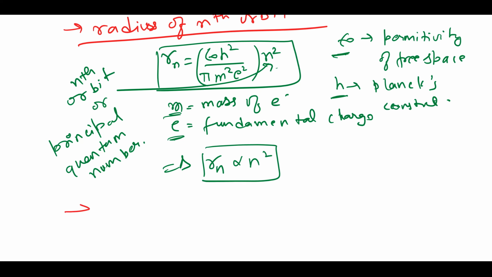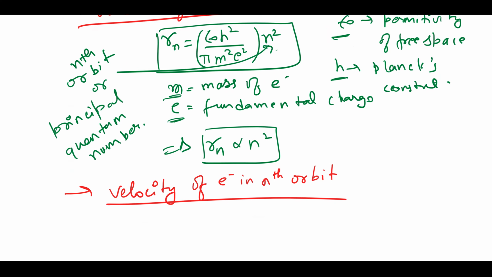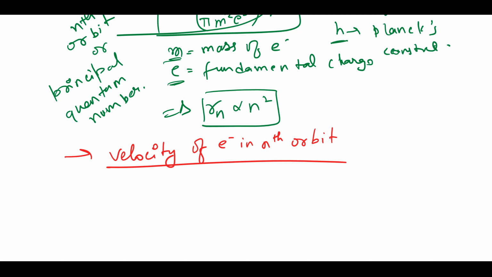Similarly, we get the velocity of the electron in the nth orbit. This is given as Vn equals e square divided by 2 epsilon naught h into 1 by n. Again, e is the charge, epsilon naught is the permittivity of free space, and h is Planck's constant.